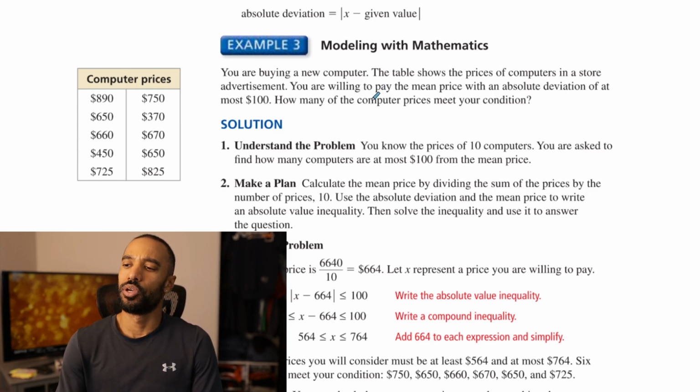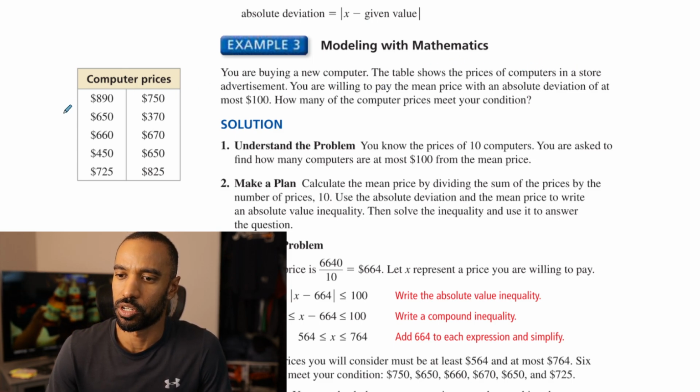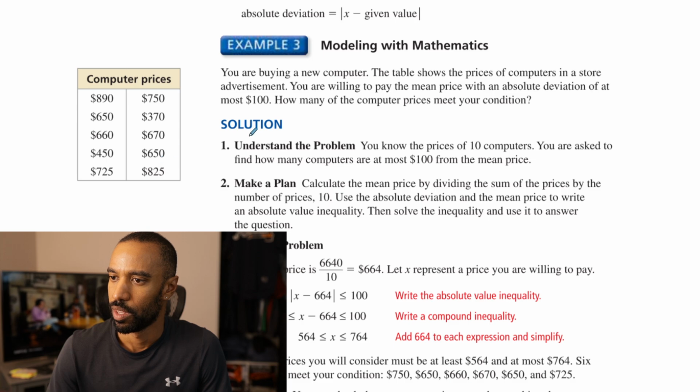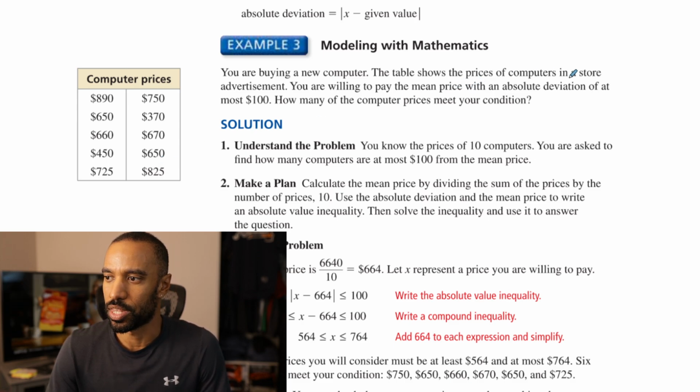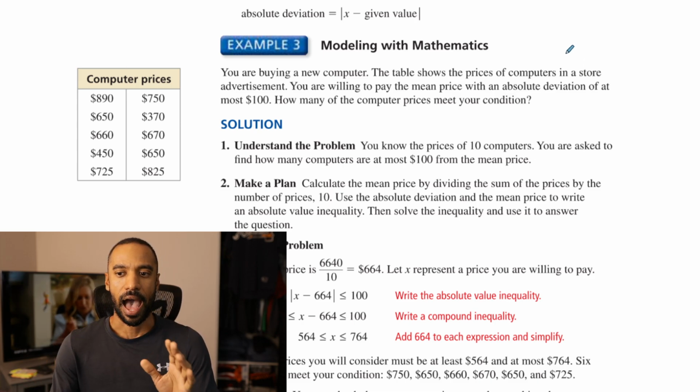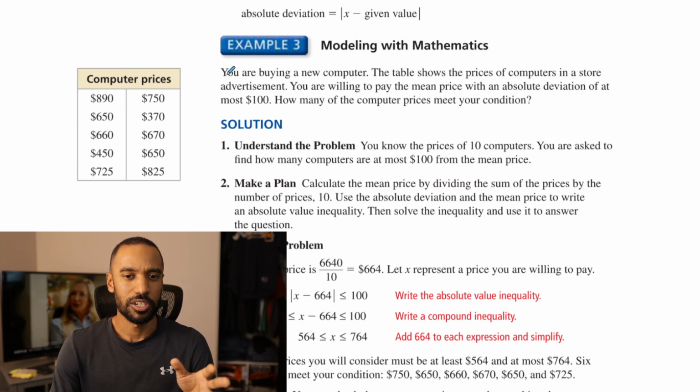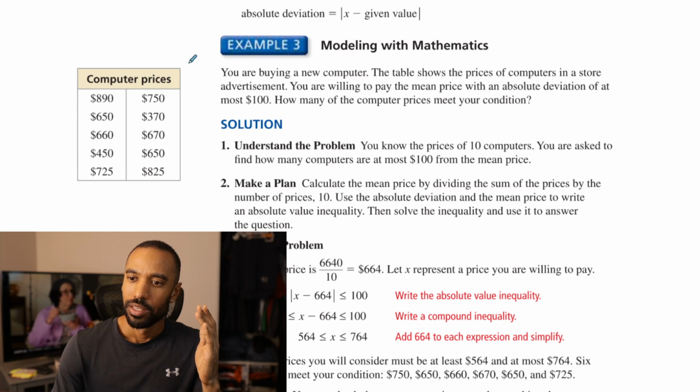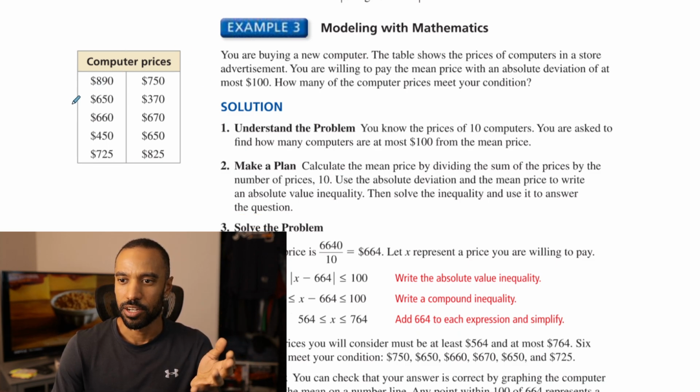You are buying a new computer. The table shows the prices of computers in a store advertisement. You're willing to pay the mean price with an absolute deviation, there it is, of at most $100. So the average price of these, okay, that's an interesting way. I should go about life this way. This will solve one of my real life problems financially.